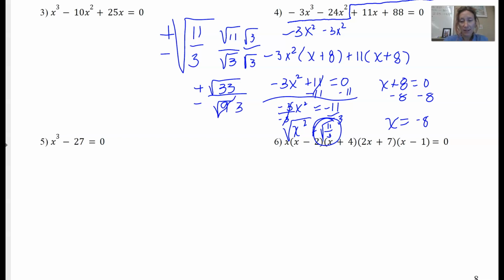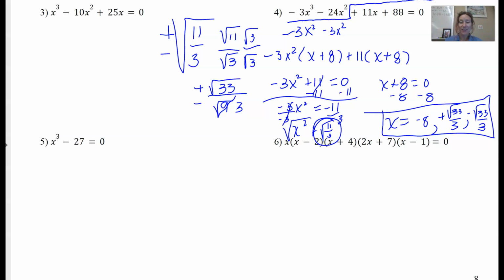So that means that I've got x is equal to negative 8, and then I've got positive rad 33 over 3 and negative rad 33 over 3. Dang, that was a good one.